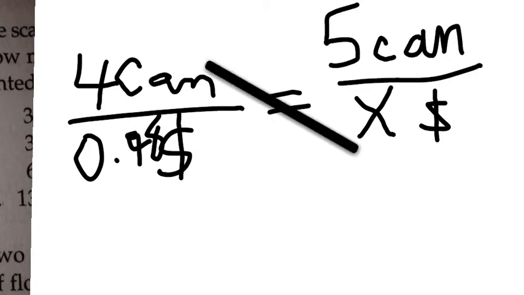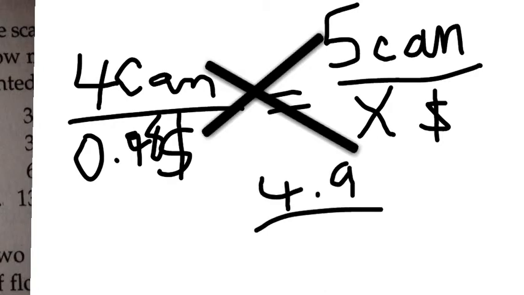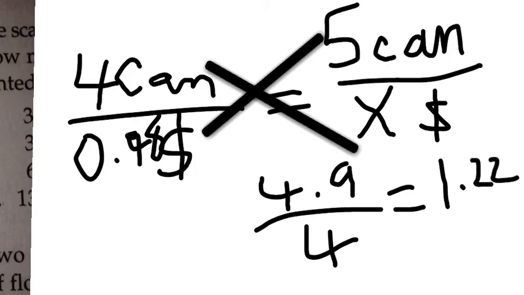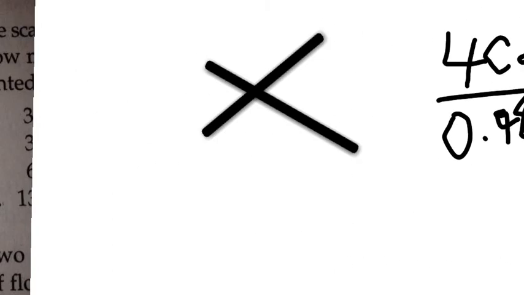So cross multiply. Okay, so you're gonna multiply 5 by 98 cents, so it's 5 times 0.98, and the answer is 4.9. So 4.9 here, and you're gonna divide it by 4, obviously, because 4 faces x. So divided by 4, and the answer is 1.225.